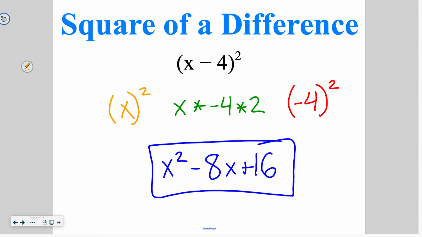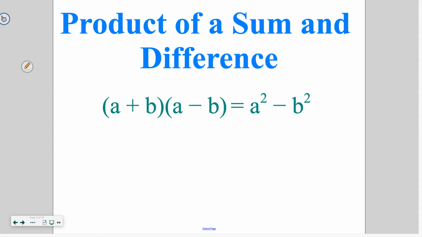Square the front, multiply the middle, square the back gives us x squared minus 8x plus 16. The last special case we have is the product of a sum and a difference. So this is saying a plus b and a minus b. For example, if it was x plus 7, x minus 7.